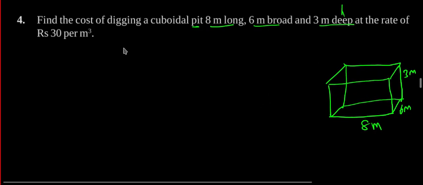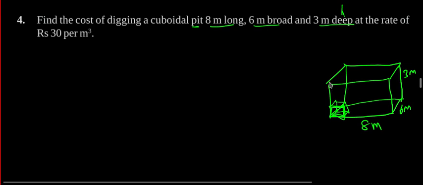Okay. So find the cost of digging a cuboidal pit, 8 meter long, 6 meter broad and 3 meter deep, at the rate of rupees 30 per meter cube. Okay. Rupees 30 per meter cube. That means for 1 cubic meter, 1 meter, 1 meter, 1 meter, this is what is called 1 cubic meter. So for 1 cubic meter of pit that they want to take out, we have to pay 30 rupees. So if we want to take out this much, how much money do we have to give? We need to find out.